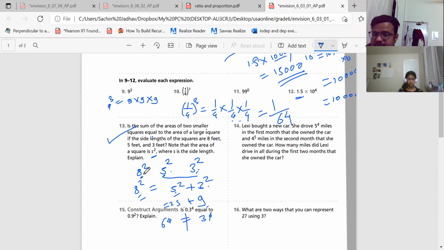So we have to check whether the larger square area is equal to the sum of the other two smaller square areas. 5 squared plus 3 squared means the sum of the smaller square areas. 5 squared is 25, 3 squared is 9, and that is 34. And this 34 is not equal to the larger square area, that is 8 squared, which is 64. So we can say that it is not equal. Okay, now I get it. That is not equal.